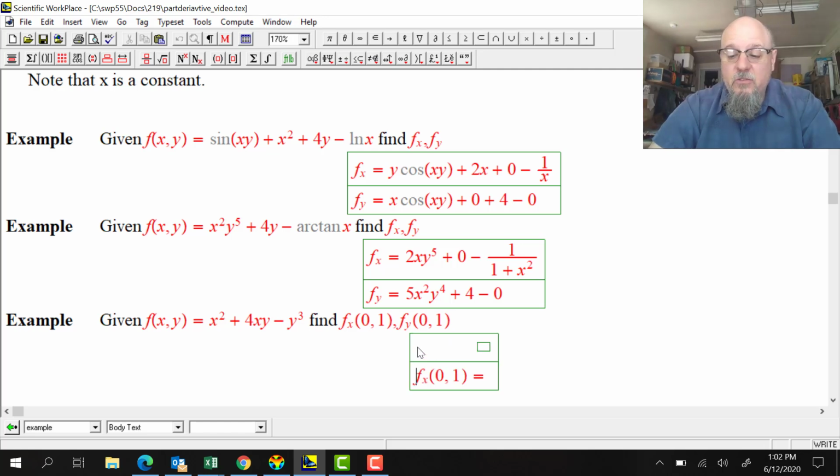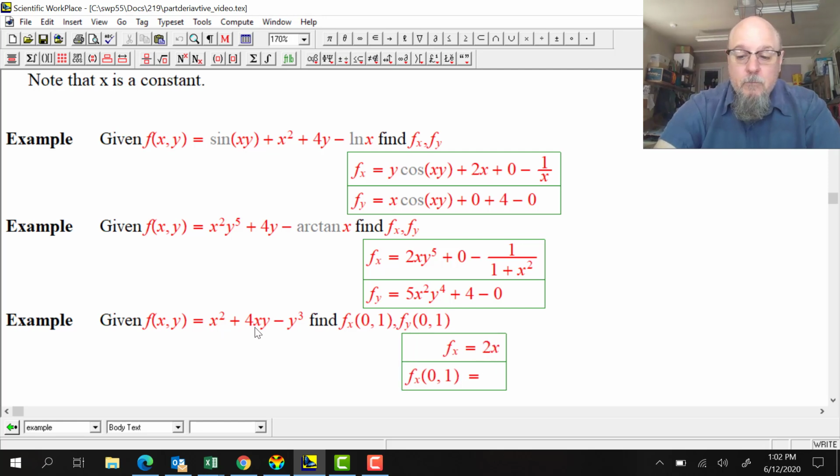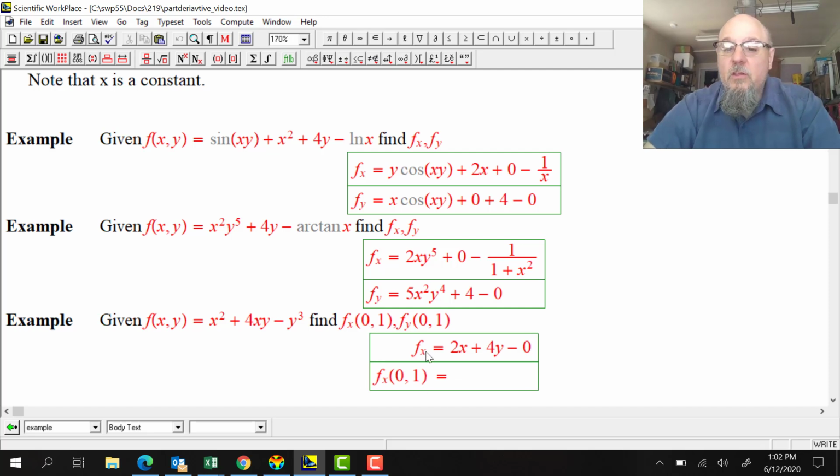So the first thing I need to do is just get the derivative formula. So I'm taking the derivative with respect to x, so y is a constant. So that's going to be 2x plus 4 is a constant, y is a constant, the derivative of that would just be 4y, minus 0. So here's the slope formula. But I want it evaluated at 0, 1. So the derivative evaluated at a point is a number. So make x equal to 0, make y equal to 1, and I get 4.